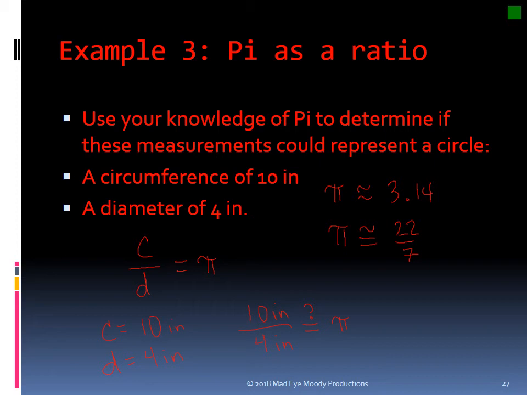Ten divided by 4 is 2.5. Is 2.5 equal to our approximated value of pi? No. So this could not be a circle. Not a circle. Because the ratio of the circumference to the diameter does not give us the value of pi.